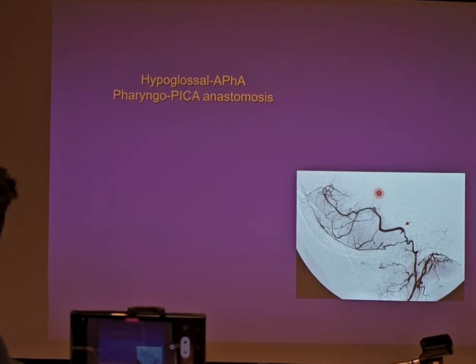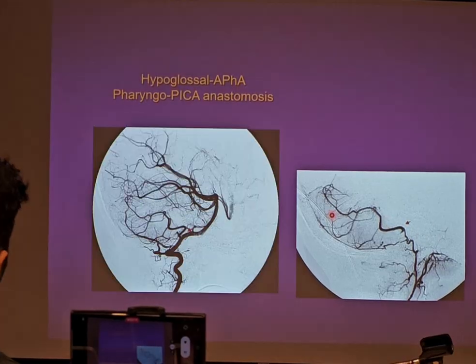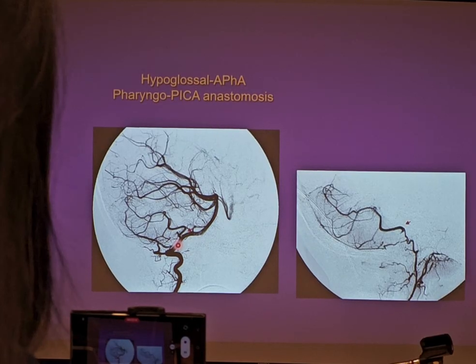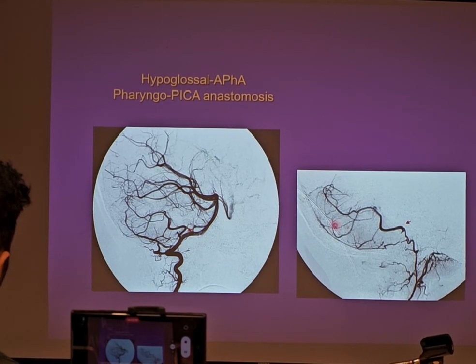And seeing this example, the pharyngeal branch and then the neuromeningeal trunk, and also an anastomosis, give rise to this PICA, and the regular vertebral injection also gives rise to PICA, so it's a bidirectional supply to the PICA from both systems.